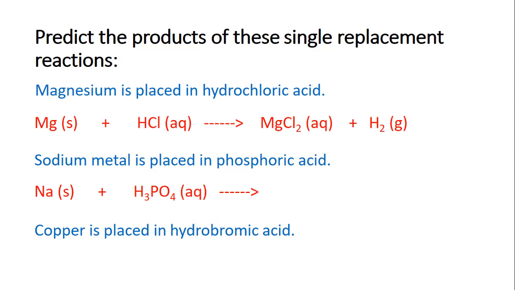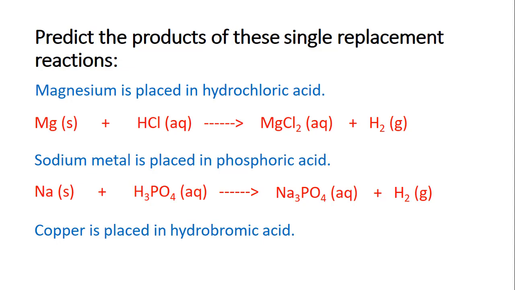In the second reaction, sodium metal is placed in phosphoric acid. Take a moment, think about the positions of these two on the activity series of metals. The sodium is able to replace the hydrogen found in an acid, leaving us with sodium phosphate in the aqueous state and the element hydrogen.